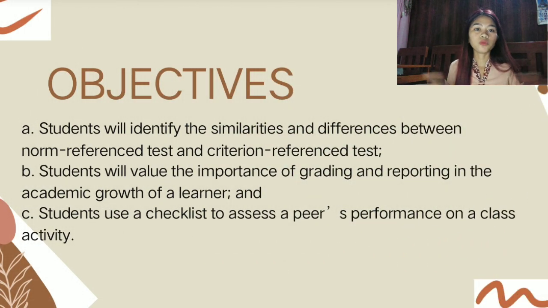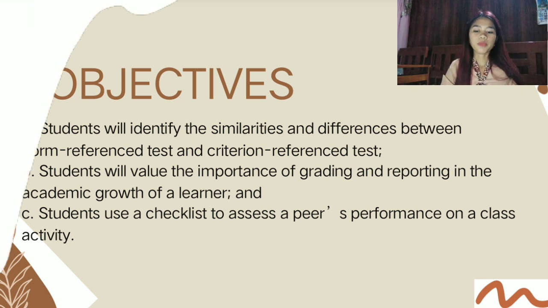Next, before we start, let's read our objectives. So, students will identify the similarities and differences between norm reference test and criterion reference test. B, students will value the importance of grading and reporting in the academic growth of a learner. And students use a checklist to assess a peer's performance on a class activity.